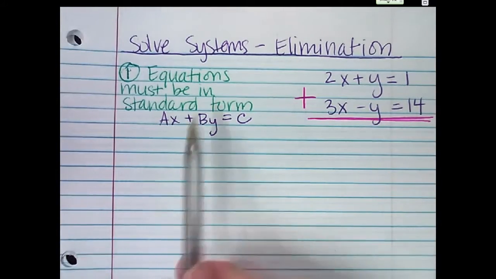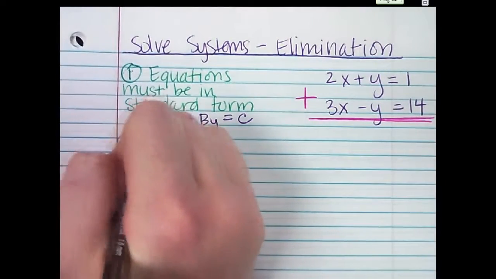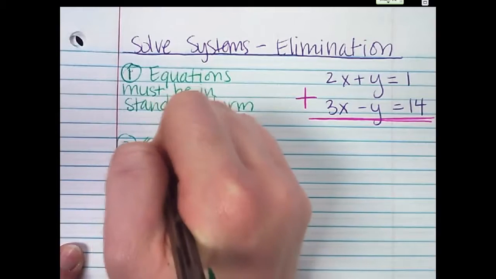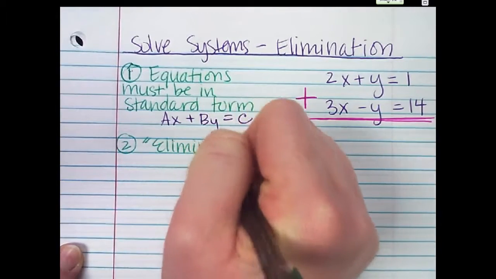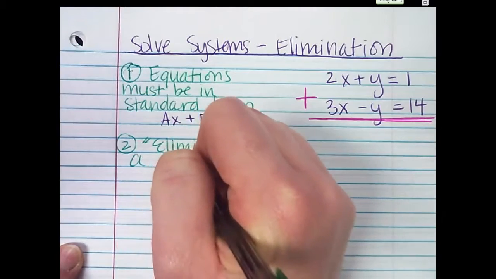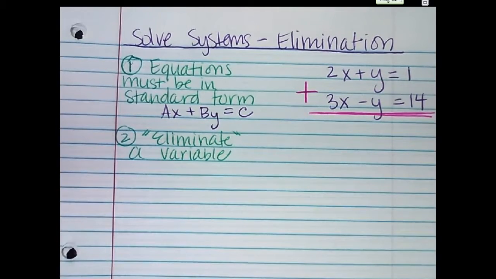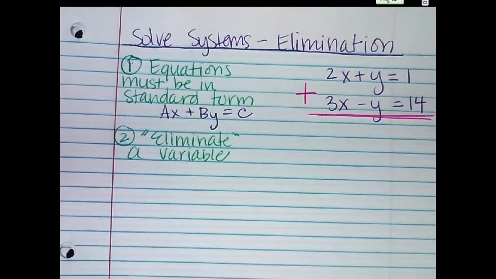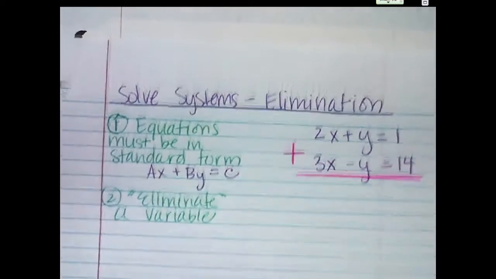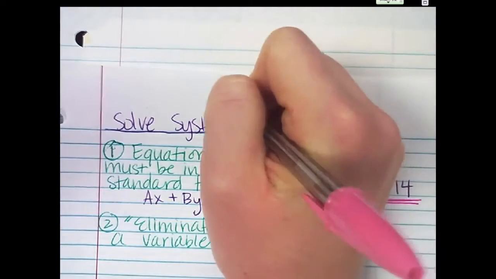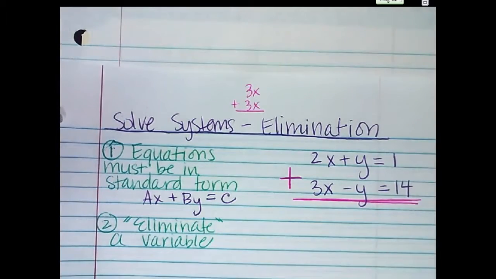Okay, so then the second step, because ours are already in standard form, is here's where we want to eliminate a variable. To eliminate something, let's look at this. If I have 3x plus 3x, what would that give me? 6x. So did the x go away? No, it didn't. How would I make it go away?